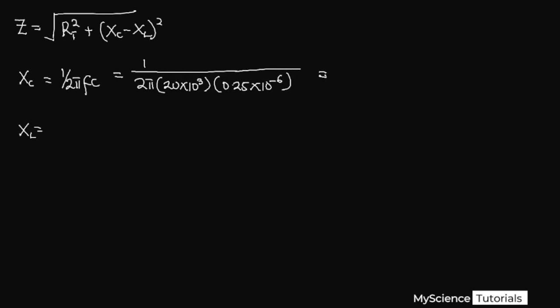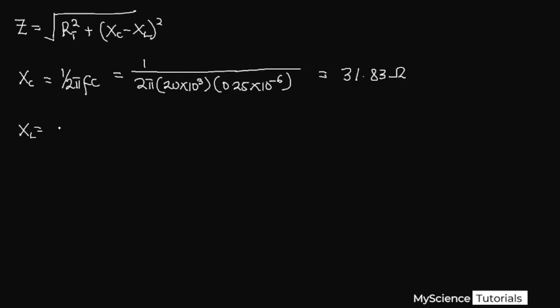Now if we compute this into the calculator, 1 over 2 pi multiplied by 20,000 multiplied by 0.25 times 10 raised to the power negative 6 is going to give me 31.83 ohms as my answer, or as my capacitive reactance.